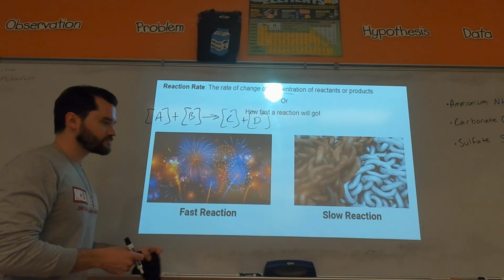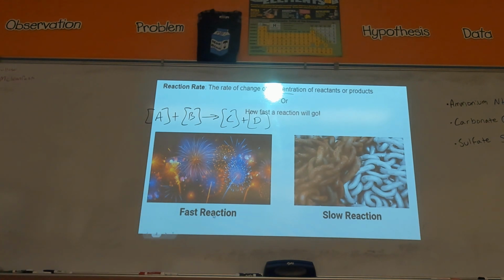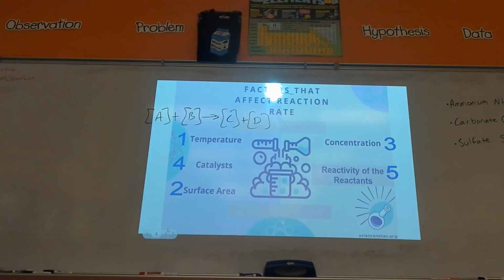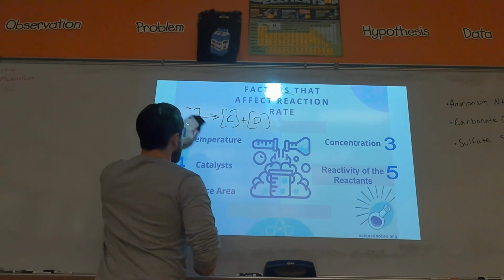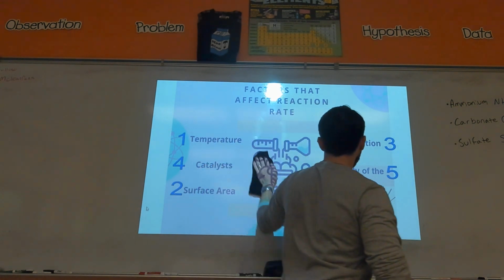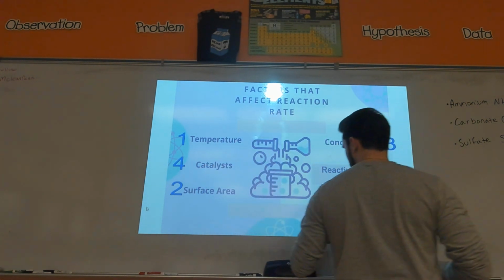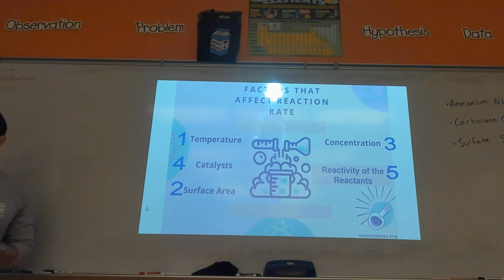All right. So looking at things that would increase or decrease a reaction rate. Here's a good summary of all 5 of them: temperature, catalyst, surface area, concentration, and then reactivity of the reactants. So we'll go through them one at a time.